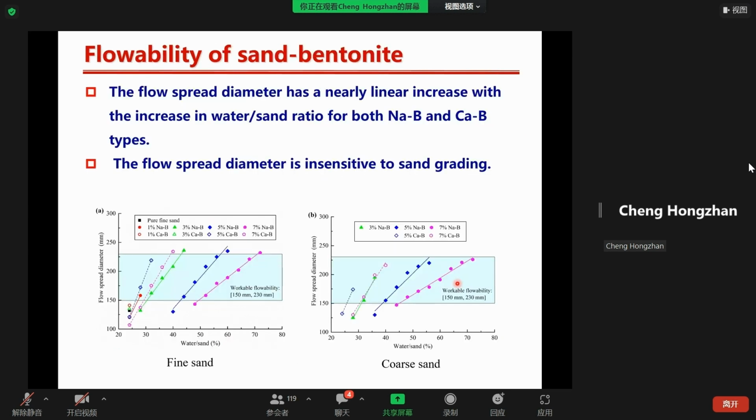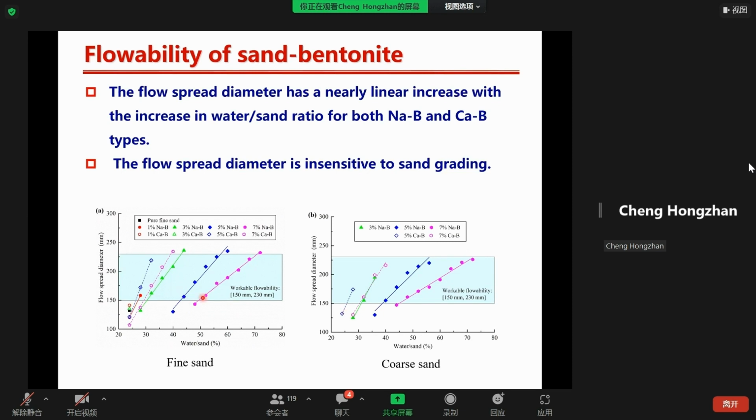Okay, next are our results. First, the flowability result is provided. The desired flow spread diameter for construction purposes is between 150 and 230 millimeters, as shown in the picture. From the next picture, we can see that the diameter for the pure fine sand is below 150 millimeters. It means the addition of bentonite is required to obtain the workability of flowability.